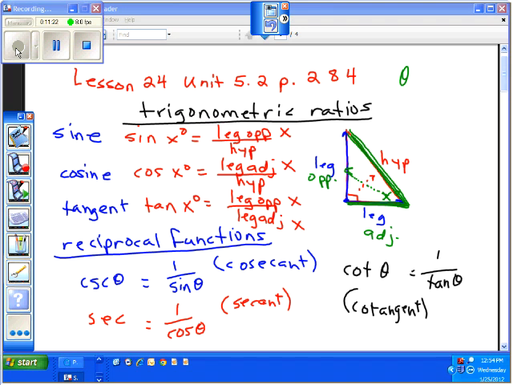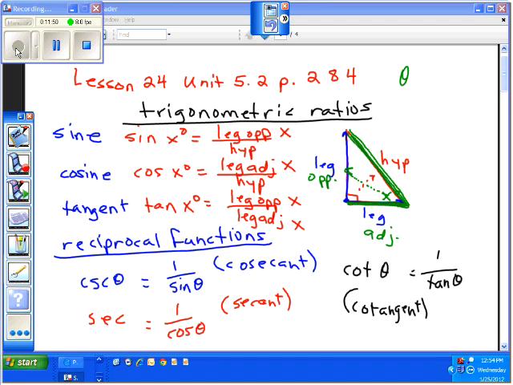So if cosecant is the reciprocal of sine, then cosecant's what over what? The reciprocal of what sine was, right? Hypotenuse over leg opposite. See that? And we may not try to memorize what cosecant, secant, and cotangent are. We memorize what the others are, and then we say, this is the reciprocal of that, and we flip it. Eventually, with time, you'll know all of them.